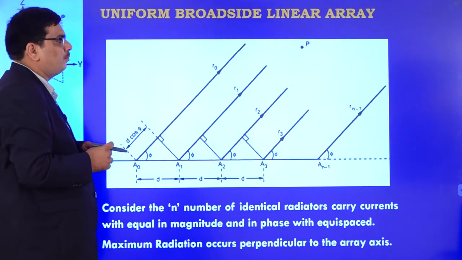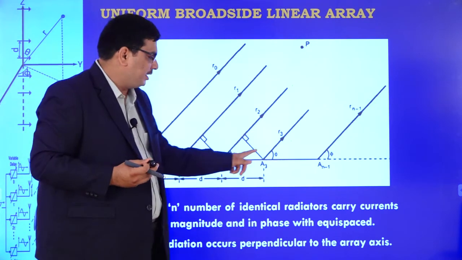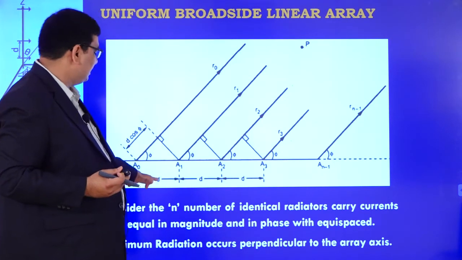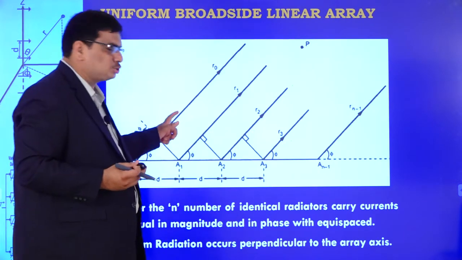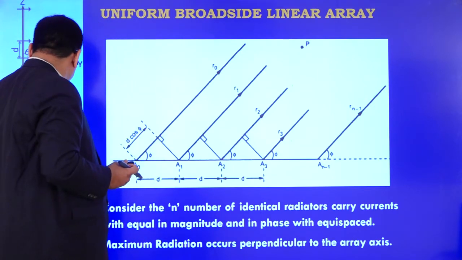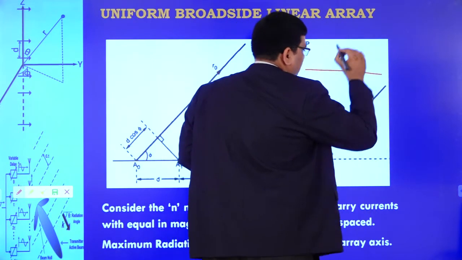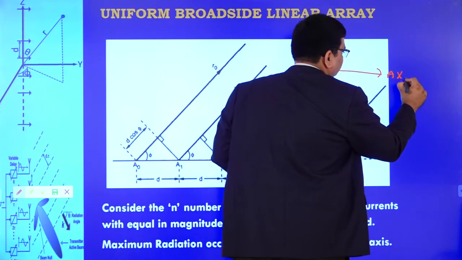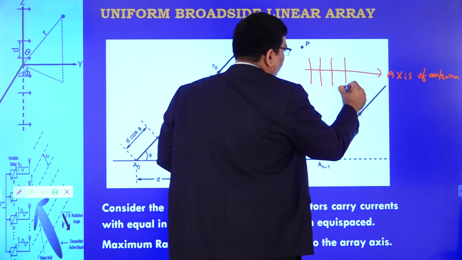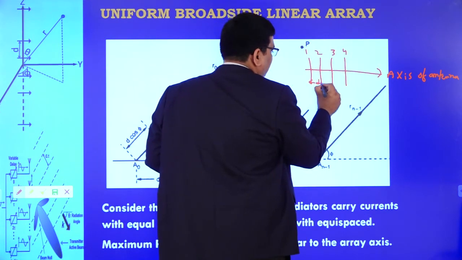So this is the uniform broadside array. Uniform means all the elements have equal properties and the distance between all the elements is also the same. D is common to all the elements and they show equivalent properties. So what is a broadside array? Suppose this is the axis of your antenna, and these are your elements: element 1, element 2, element 3, element 4, and this is the separation between the elements, that is D.